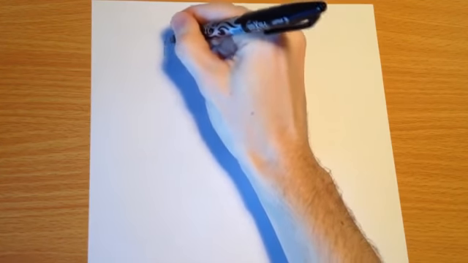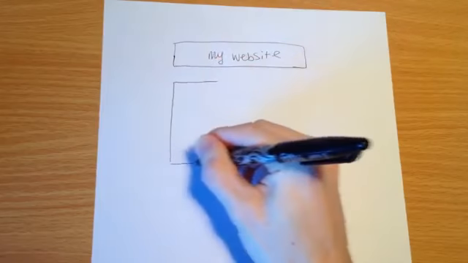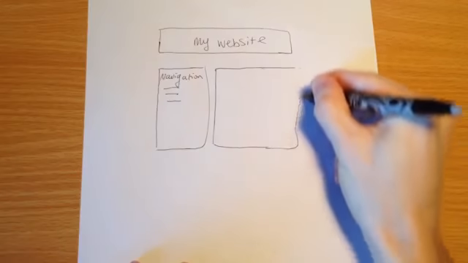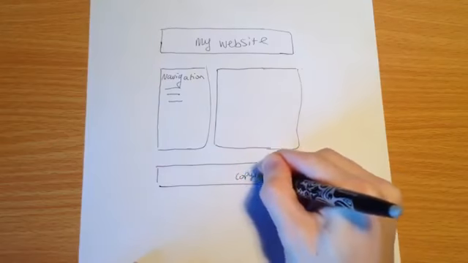I'm going to start on paper by drawing out the design that I want. I want a header on my web page. You can say my website. On the left hand side I want some navigation with some links there. I want the main content to be to the right and then a footer at the bottom. You can have a copyright notice.